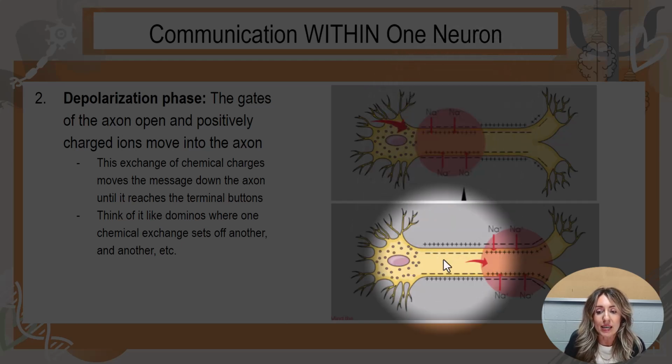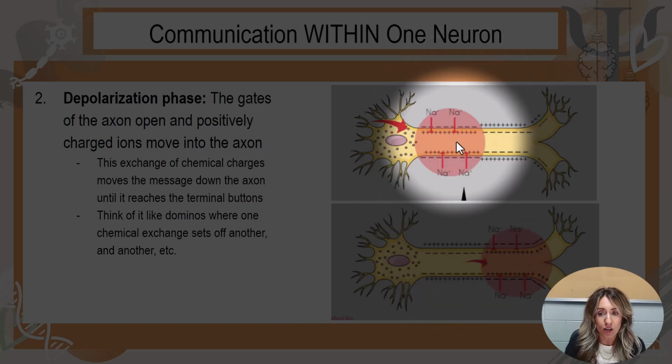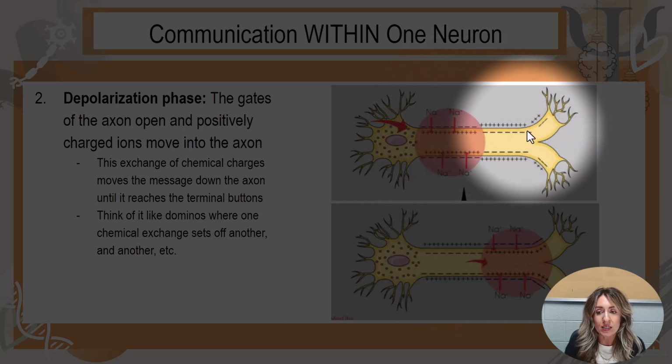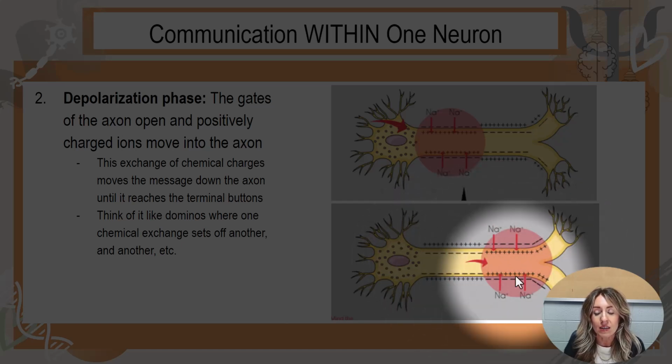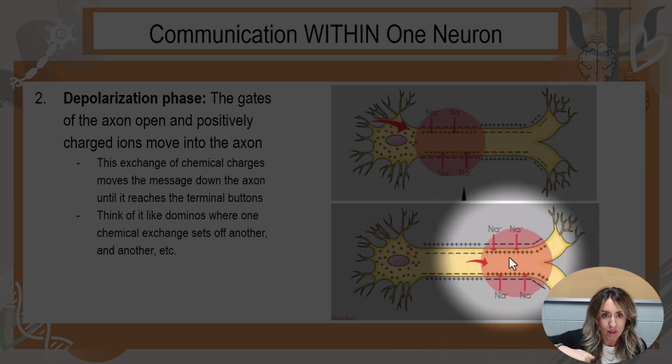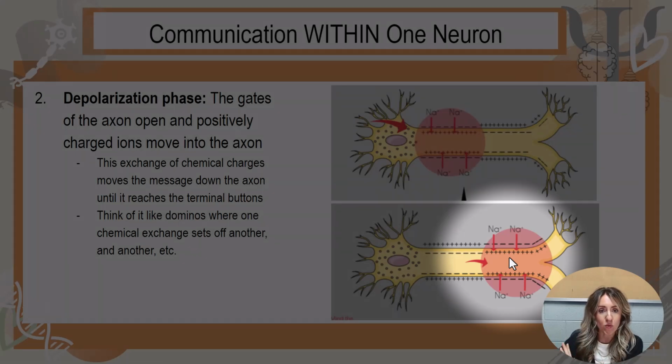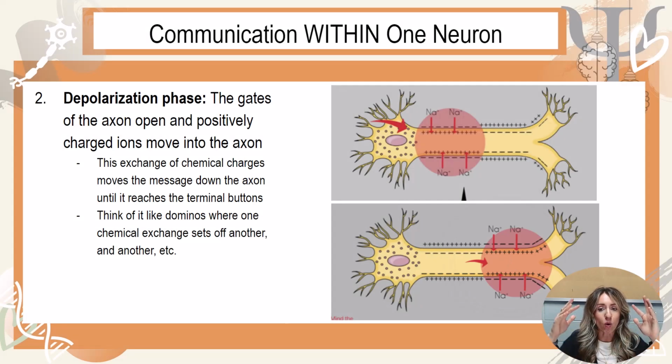These positive ions floating in trigger the gates to open, and then they switch back, and the next part of the neuron has positive ions flow in, and it moves to the next one, the next one, all the way down. So it's a process that moves down the axon. It's not that the whole axon changes at one time. Dominoes all the way down.